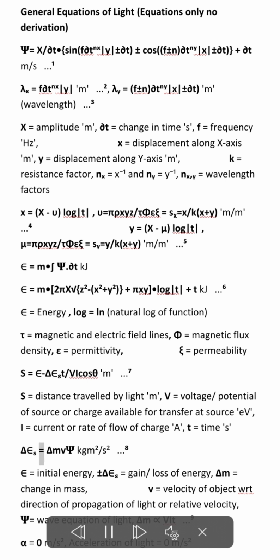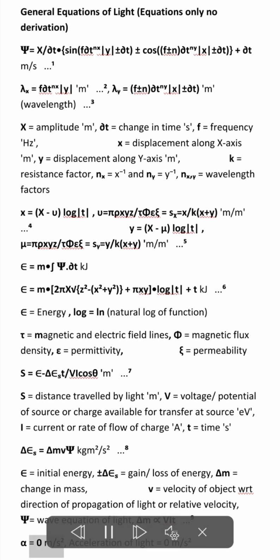Delta is an element of equals increment m beside kgm superscript 2 slash s superscript 2. Is an element of equals initial energy, plus or minus delta is an element of equals gain slash loss of energy, increment m equals change in mass, v equals velocity of object with respect to direction of propagation of light or relative velocity, psi equals wave equation of light, increment m is proportional to vit.